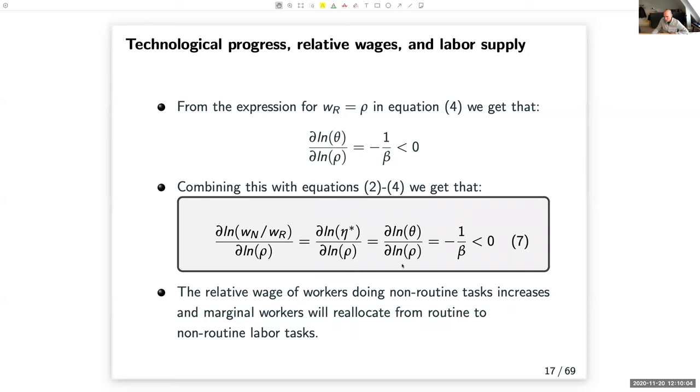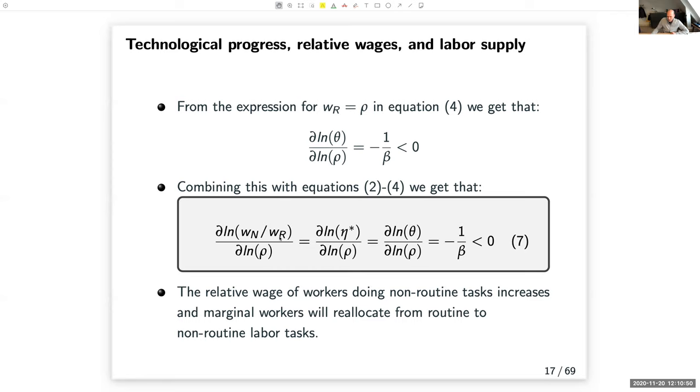That's just minus 1 over beta from above. So all of these changes here must be negative. And whenever I put a result in a box, it means that it's important. It's something to remember. And this box really summarizes what's happening in the model in equilibrium. So what's happening is that if the price of computer falls, then the relative wage of non-routine workers over routine workers is going to go up.